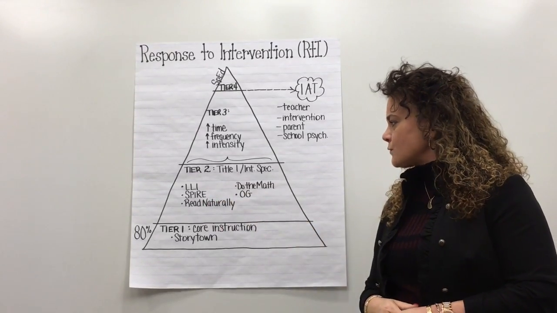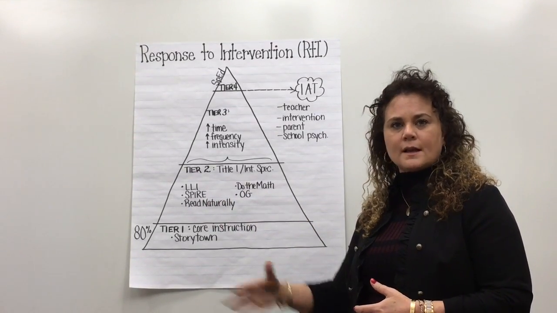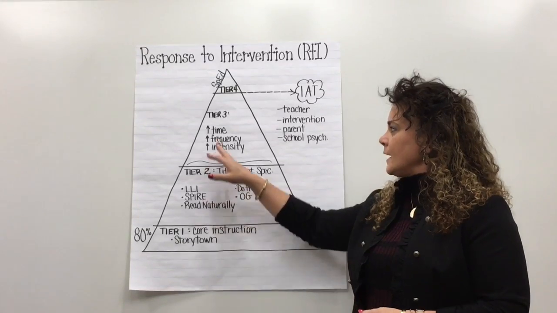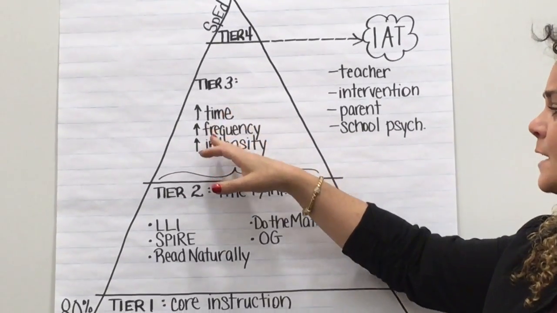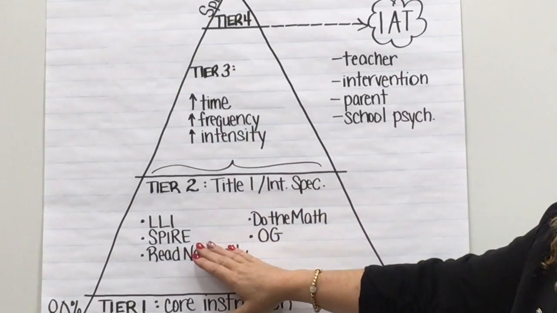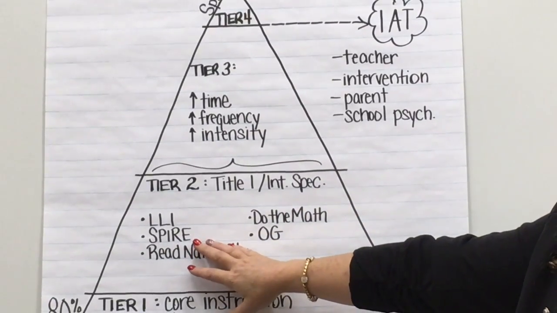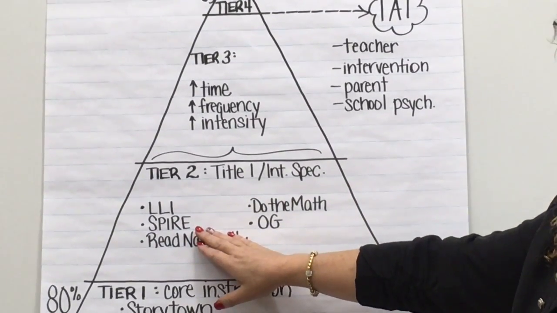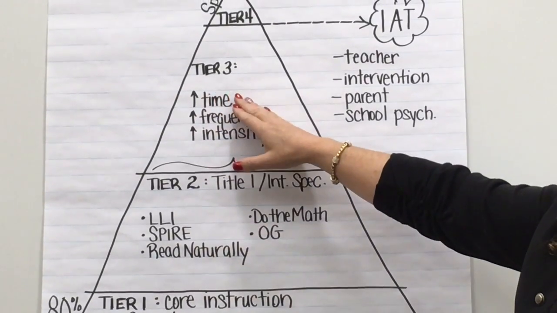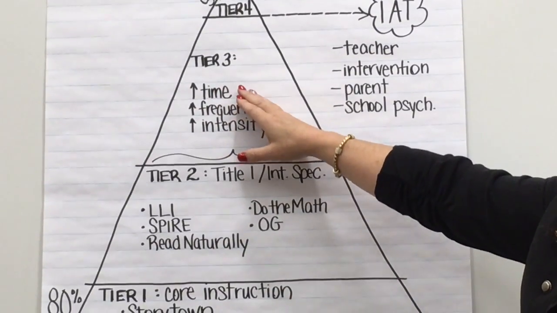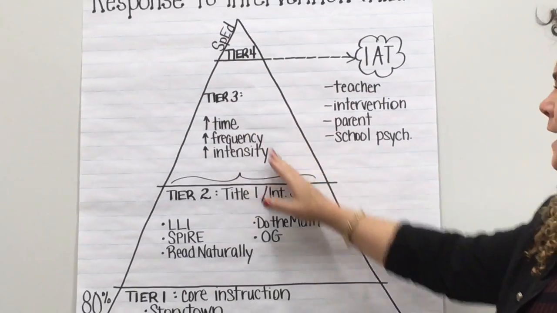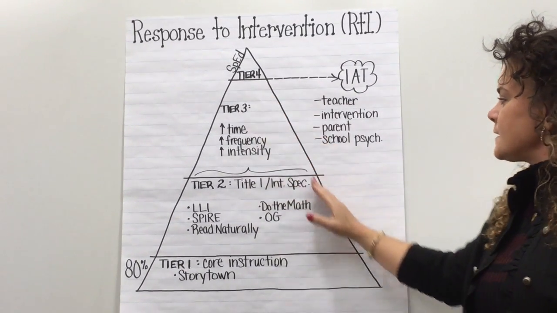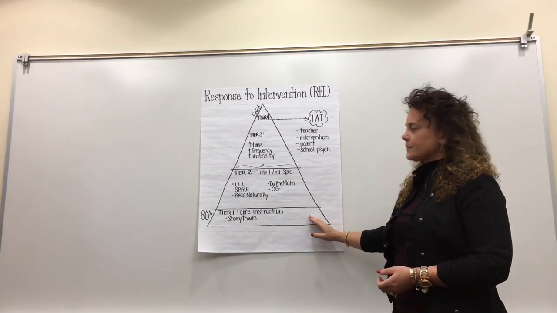SPIRE is for the basic reading skills. Again, it's in Tier 2 and Tier 3. You can have it up here based on the intensity, the time. For example, I might work with a child 3 days a week for 30 minutes in a group of 5. Or here I might work with a child 5 days a week, 45 minutes in a group of 1 to 3. So as you climb up, it is your intensity and frequency that is changing.